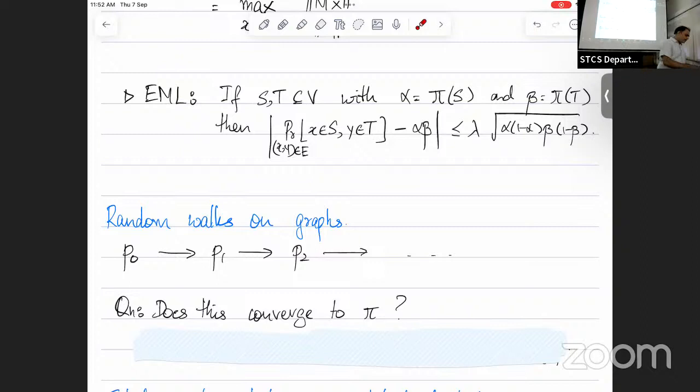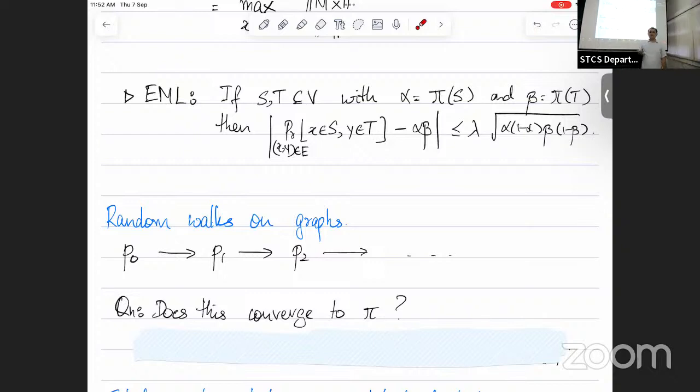And then you keep taking one step. After you take one random step, the current vertex is distributed according to some distribution, which I'm going to call P1. Then you take one more step, and it's going to be distributed according to P2, and so on. I should really be thinking of them as row vectors, and P1 transpose is like P0 transpose times M, and so on.